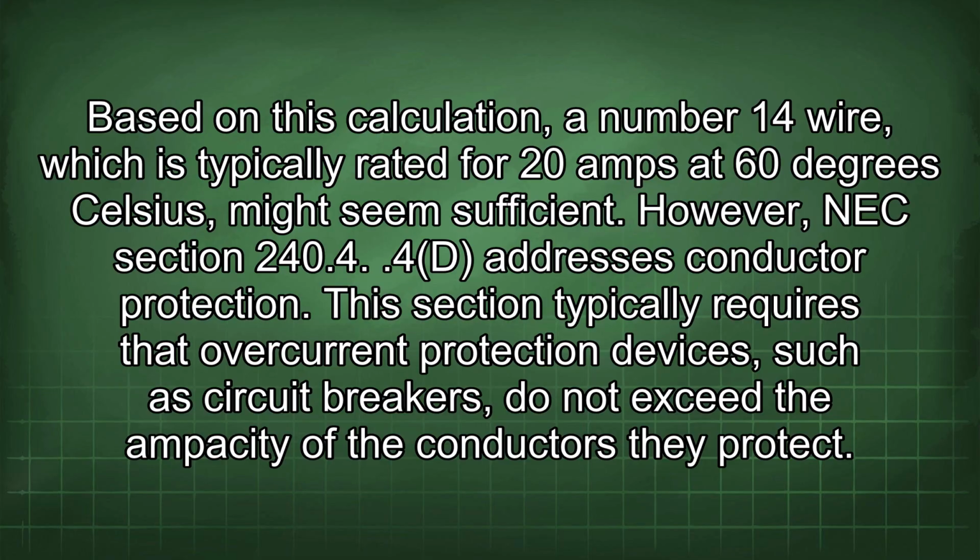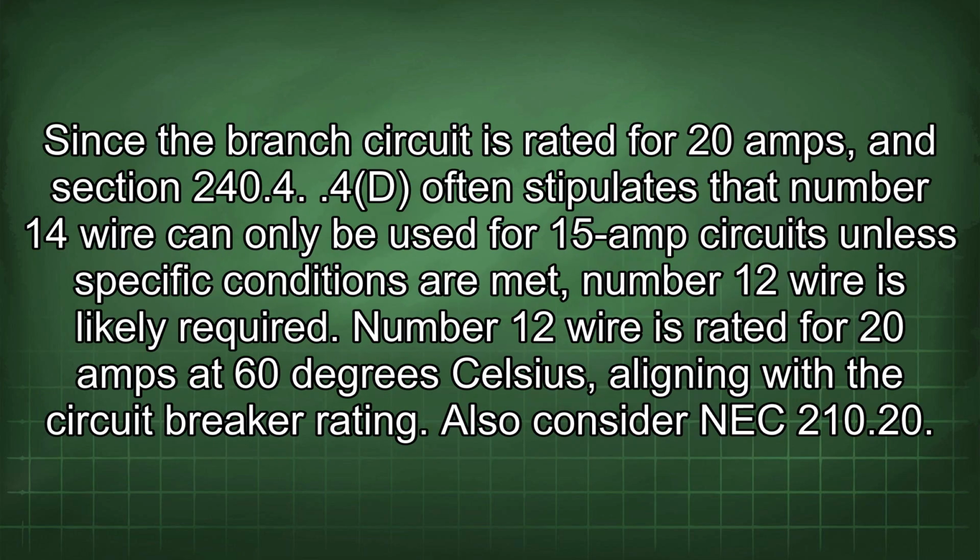However, NEC section 240.4(D) addresses conductor protection. This section typically requires that overcurrent protection devices, such as circuit breakers, do not exceed the ampacity of the conductors they protect. Since the branch circuit is rated for 20 amps, and section 240.4(D) often stipulates that number 14 wire can only be used for 15 amp circuits unless specific conditions are met, number 12 wire is likely required. Number 12 wire is rated for 20 amps at 60 degrees Celsius, aligning with the circuit breaker rating.